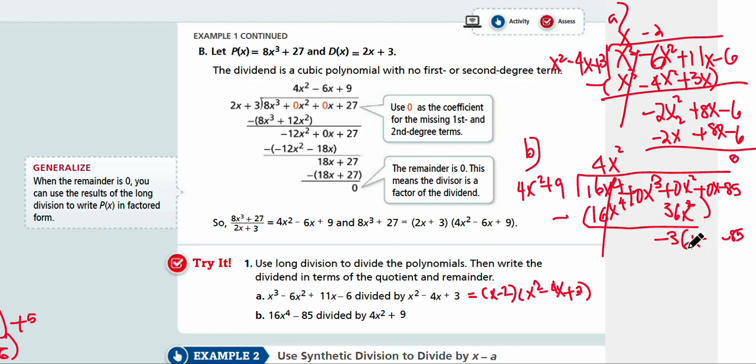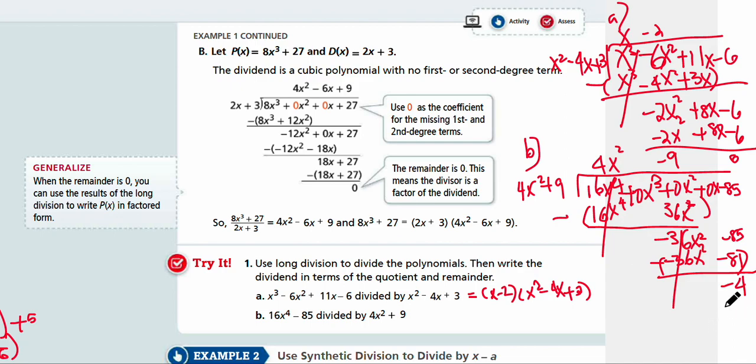And so how many 4x squareds go into negative 36x squared? So try to match this. They're the same term, but you can still multiply 4x squared by negative 9 to get negative 36x squared. And you multiply negative 9 by positive 9, and you have negative 81. And then you're subtracting them, so this is gone, and then you add 81, so it's going to be negative 4. All right, so you have a remainder of negative 4.